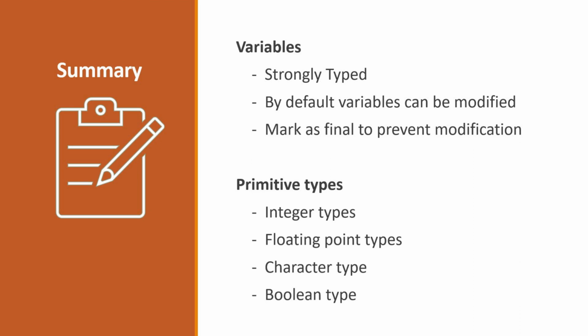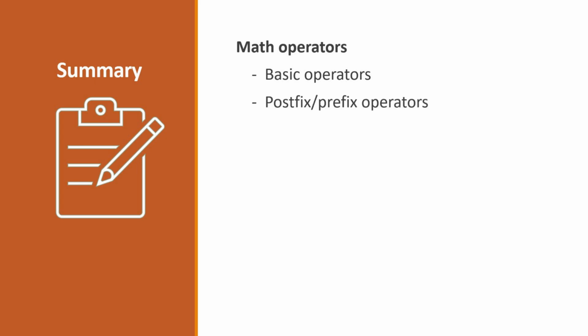Now in our Java applications, when we want to do arithmetic, we're going to use math operators to do that. There are 3 categories of math operators. We have the basic operators, which are add, subtract, multiply, divide, and modulus. Then we have the postfix and prefix operators, which are plus plus and minus minus. Those allow us to increment or decrement a value. And then we have the compound assignment operators. These allow us to use a value in a variable for a calculation, take the result of that calculation, and put it back into that same variable.